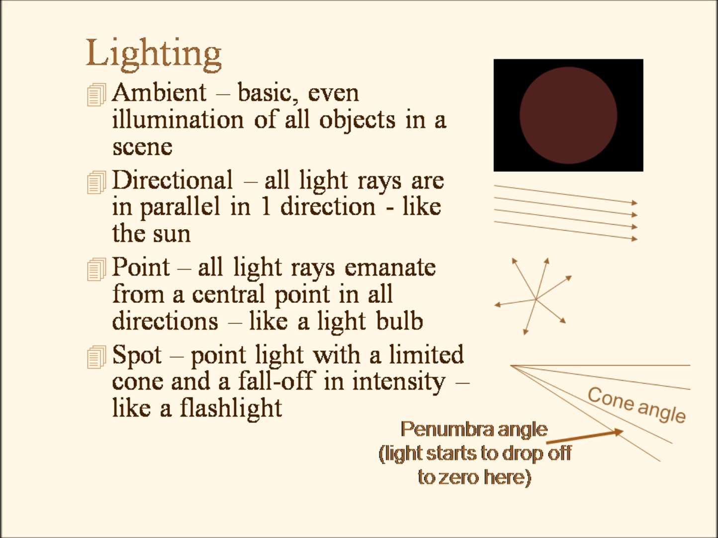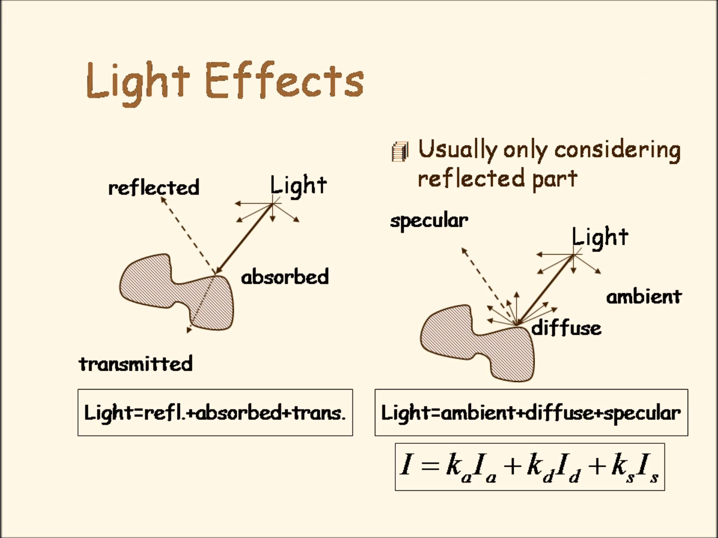Also called penumbra angles, which means light starts to drop off to zero here. In this slide we will discuss the effects of light, which is very important and resilient to understand. The slide is divided into 2 portions, left portion and the right portion. The left portion discusses how light is calculated when it hits any surface.